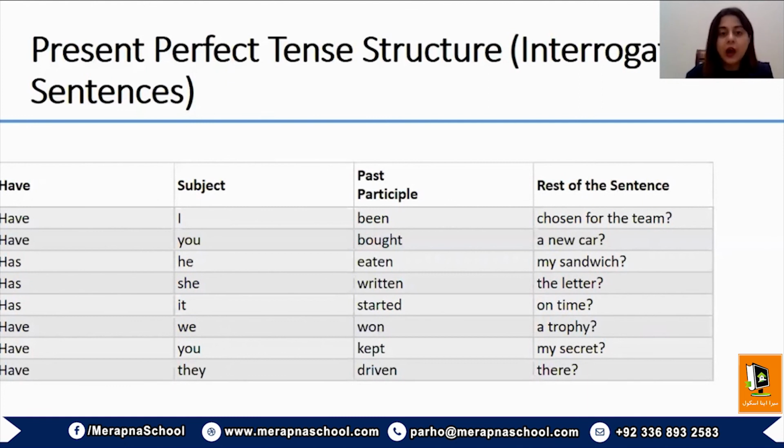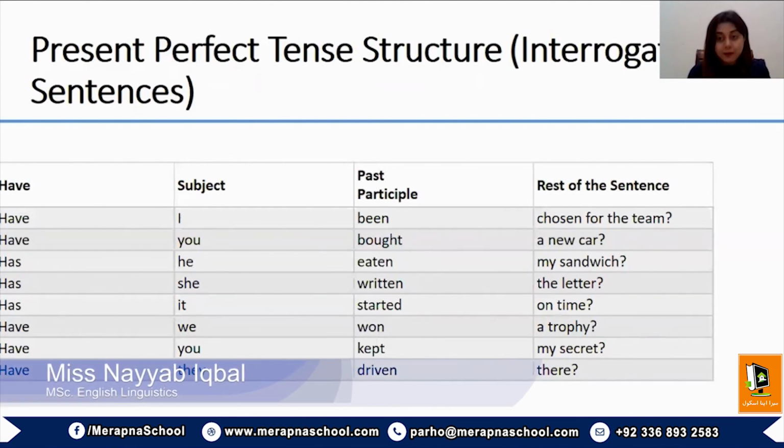So that's all for now. I hope you have understood the difference, the structure, and the usage of present perfect, and the examples that I have discussed. So thank you.